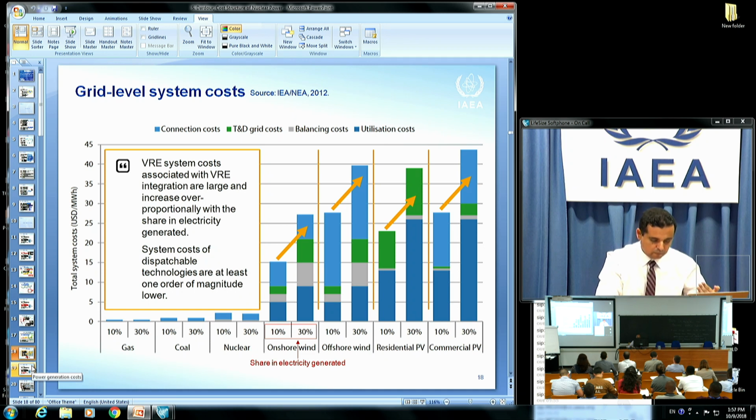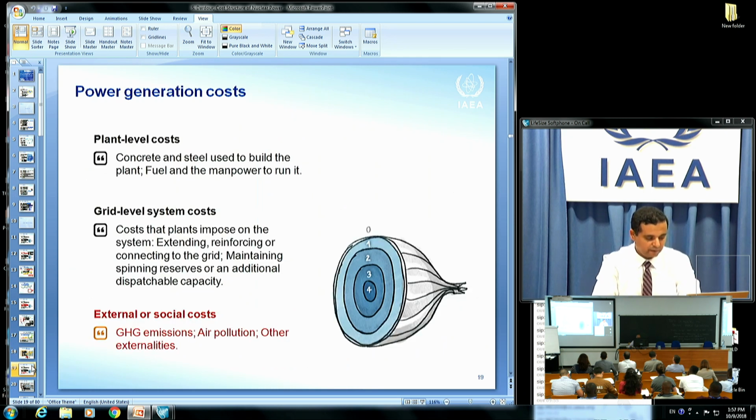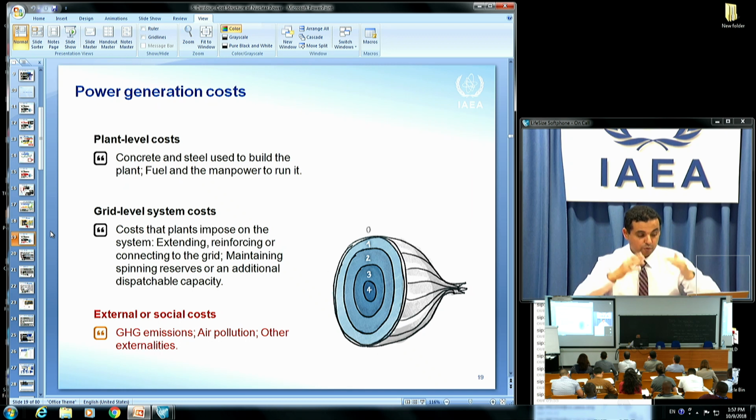So now we will move to the third cost category, and I'm at slide 19. The third cost category is probably the most difficult to quantify. So we moved from plant level costs to system costs and then to external or social costs. And by moving from one cost category to another, the difficulty to estimate costs and to put a monetary value increases. So slide 20.